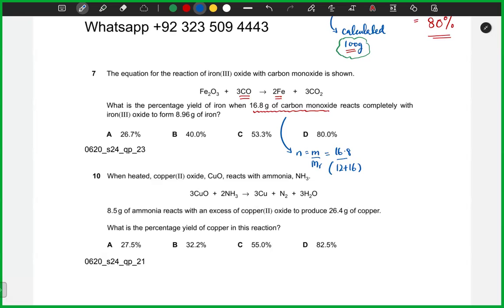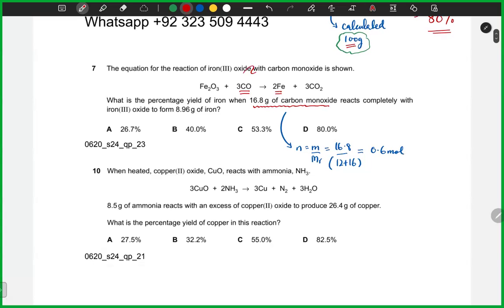Okay, let's do that. So I have my calculator, try this yourself also, double check this. Maybe I get something wrong. 16.8 divided by 12 plus 16. How much is that? That's 28, so that's 0.6, so this is 0.6 moles. Remember, in all moles questions you find the moles of one thing, you'll be able to figure out the moles of everything else. So carbon monoxide is 0.6 moles, right?